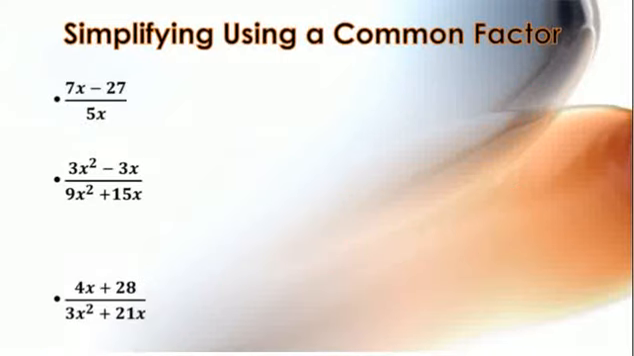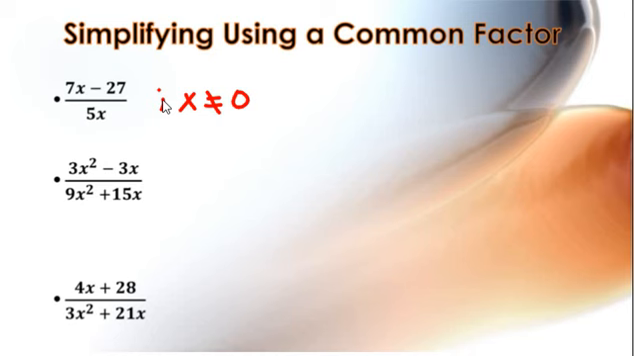A couple other ones. 7x minus 27 divided by 5x. There's nothing in common with the numerator and the denominator. I can't factor anything out. Do not cross off the x's because the 27 does not have an x. So this would be our answer, and then we'd have to say x cannot equal 0.